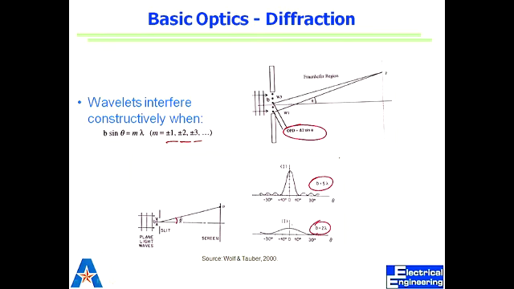So wavelets interfere constructively only when m is plus minus 1, 2, 3. They give us a maximum profile for 5 lambda, for 5 times the wavelength. Now, if I push the wavelength down, what's going to happen to the feature size? It gets smaller. We can make smaller features, right?